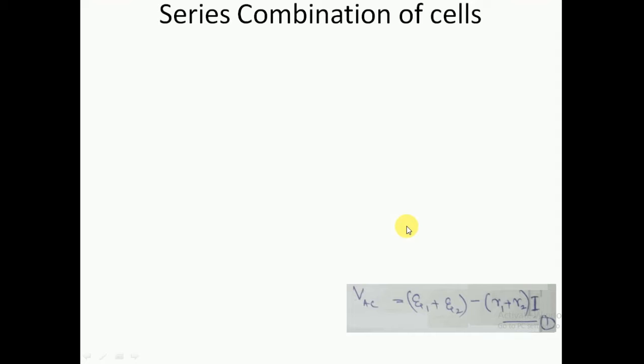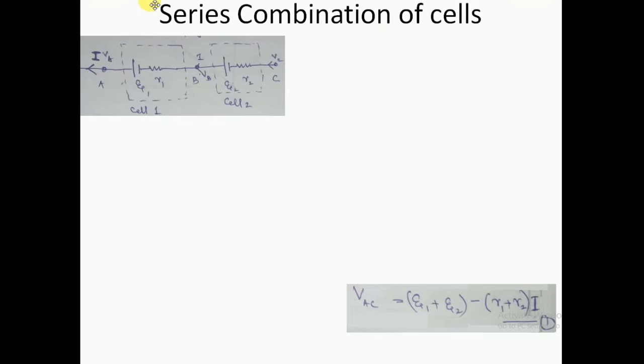Okay, so series combination of cells. Let's do the series combination of the cells. I'm having two cells out here. This is cell number 1 having EMF E1, internal resistance R1, and this is cell number 2, and current is flowing from the positive side of this first cell and it is going to the negative side of cell 2. So current is flowing from cell 1 to cell 2.